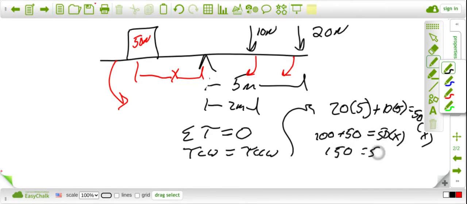150 is equal to 50x. X equals 3. So you would place it 3 meters to the left, and that would be balanced off. And you would create equilibrium.